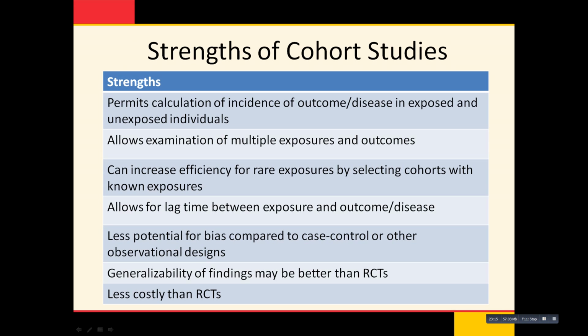So let's spend a little time talking about the strengths and the limitations of cohort studies. For cohort studies, we can calculate the incidence of the outcome or the disease in the exposed and unexposed individuals, right? We know that the exposure precedes the outcome, and we are looking for new incident cases of the outcome or disease because the individuals in a cohort study cannot have the disease at the outset of the study. We can also look at multiple exposures and multiple outcomes. If we're looking for rare exposures, we can look at cohorts that actually have those known exposures, so it can help us follow those people over a certain period of time.